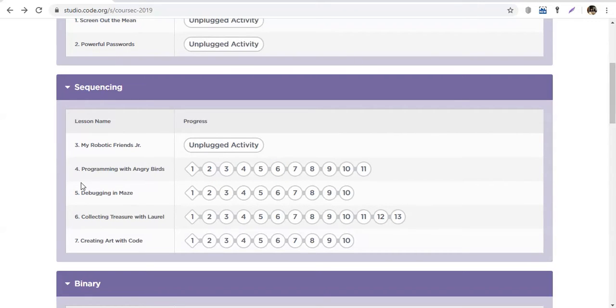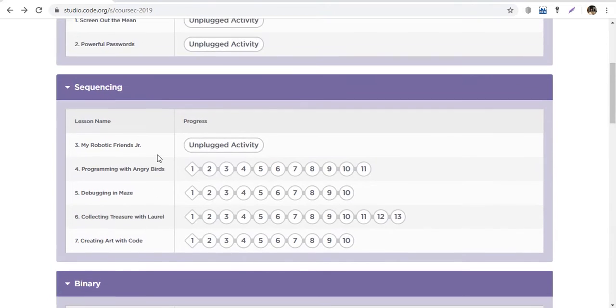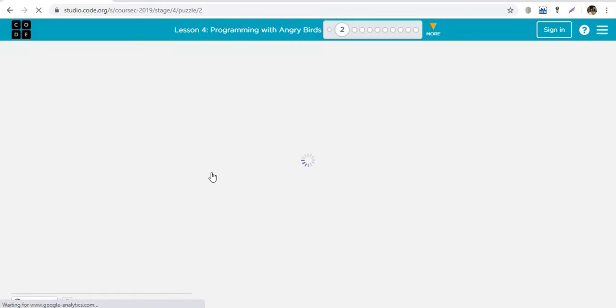If you look at the lessons in course C, they look like the lessons you've already done. Look at lesson 4, programming with Angry Birds. Of course, you've done Angry Birds in courses A and B, debugging in a maze, collecting treasure with Laurel, creating art with code. So what is different about these same things in course C? I'm going to show you. Basically, we're taking you one step further in programming.